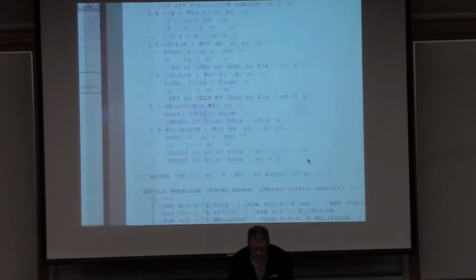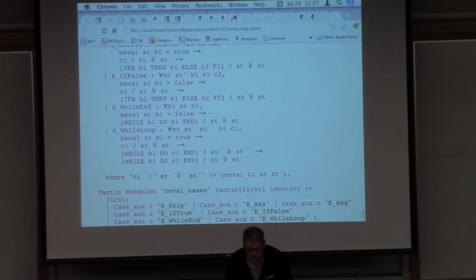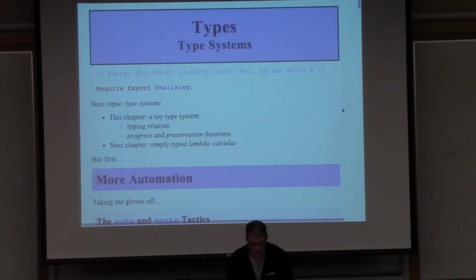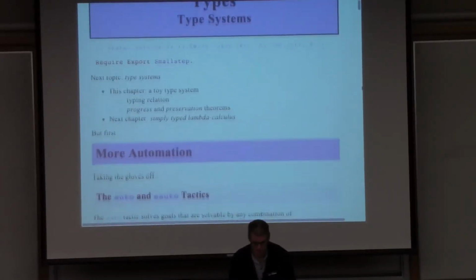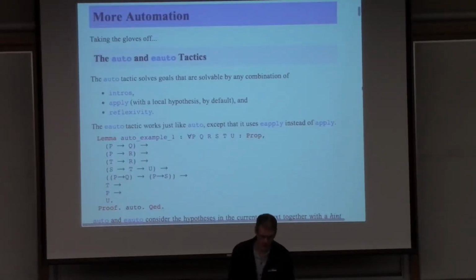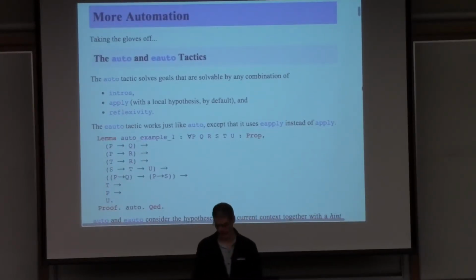All right, so going back to where we were, let's look at this types chapter. Okay, so we're not really going to look at types. We're going to look at just the automation stuff.